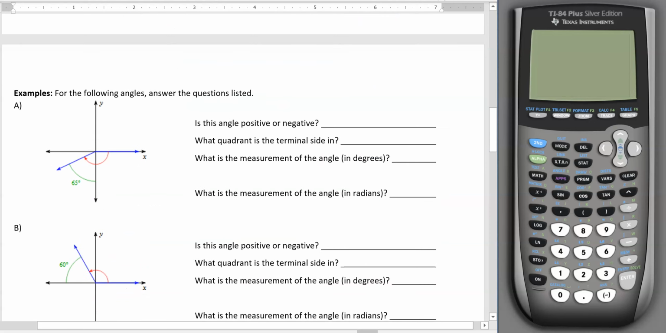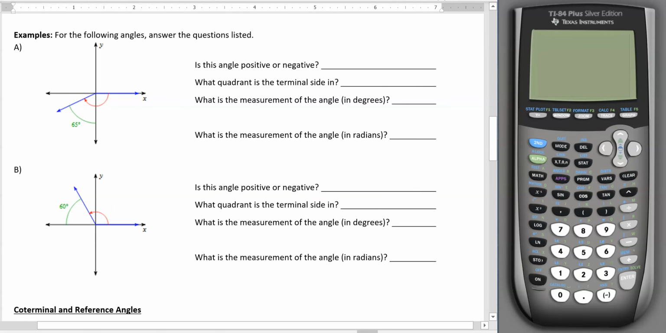Okay, so let's go ahead and try to answer a couple of these questions. For "is this angle positive or negative?", we see this angle here. Since it's opening clockwise, we can tell right away this is negative.